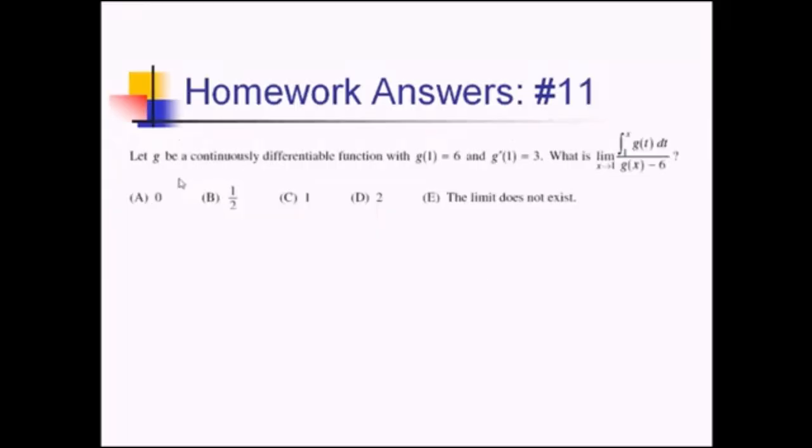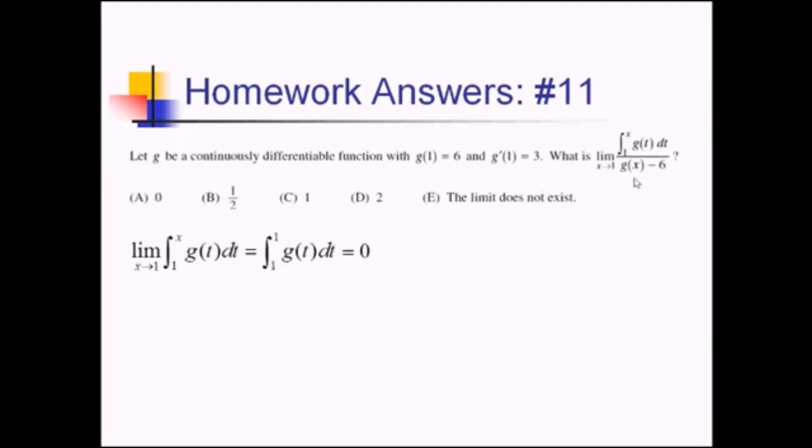On this problem, g is a continuously differentiable function, and we've got function values for g of 1 and g prime of 1. We're trying to find the limit as x approaches 1 of this crazy expression. So I'm going to take the limits of the numerator and denominator and see what we get. For the numerator, if you take that limit, you're essentially plugging 1 into that upper limit of integration. If you have an integral from 1 to 1, you have an empty integral with an area of 0.